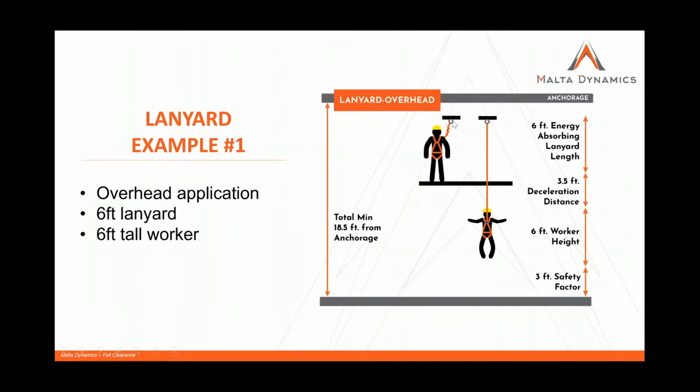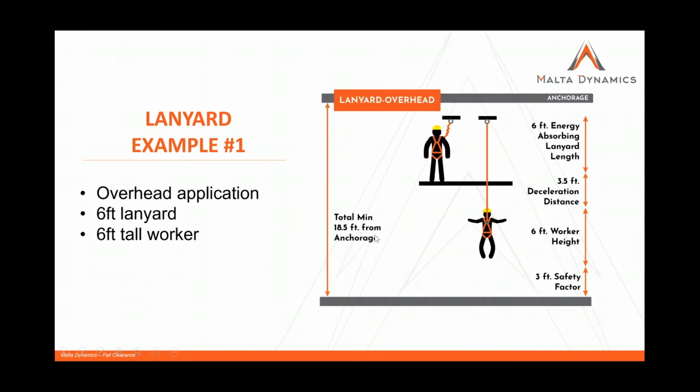Here's an example of a lanyard. So we have a 6-foot lanyard. Here's the worker working. Okay, 6-foot tall worker. So there's the distance that he's going to fall. The shock pack begins to open up for 3.5 feet, and there he is, taking up an additional 6 feet. So you've got to make sure, right? If you're only 12 feet off the ground, this guy's legs are going to hit, right? And there's your safety factor. That's why you put that buffer in there.